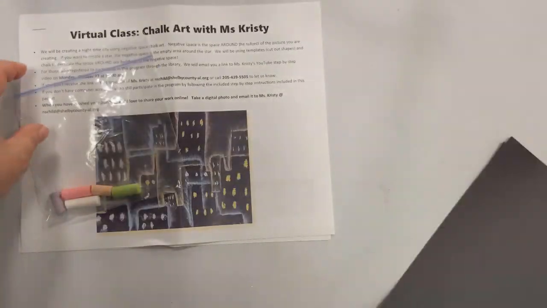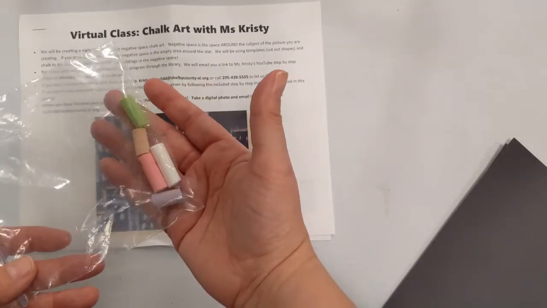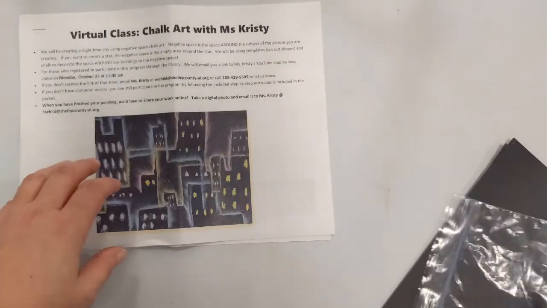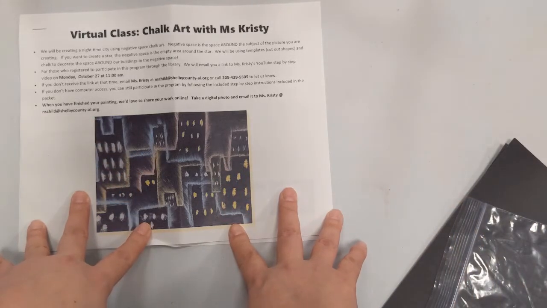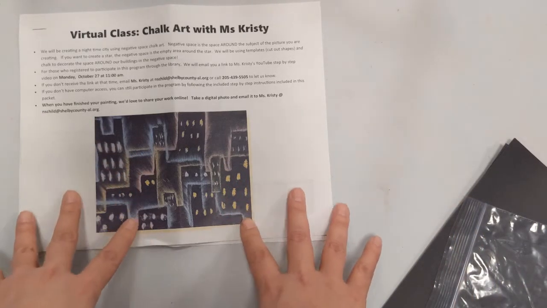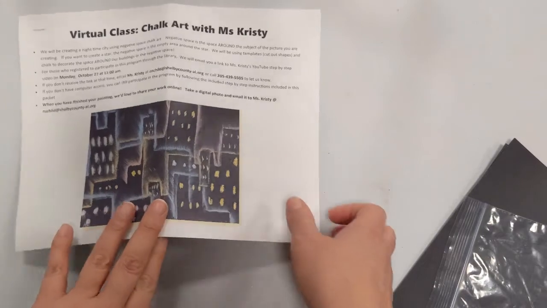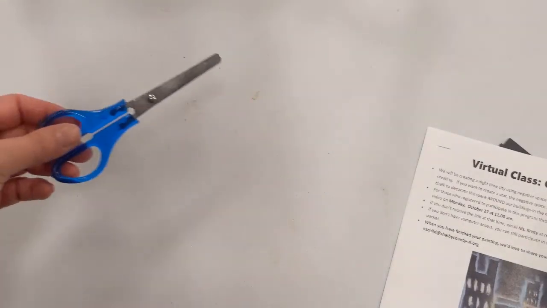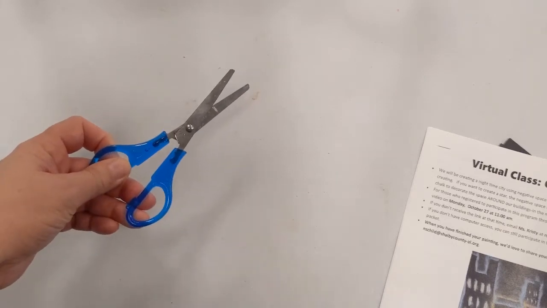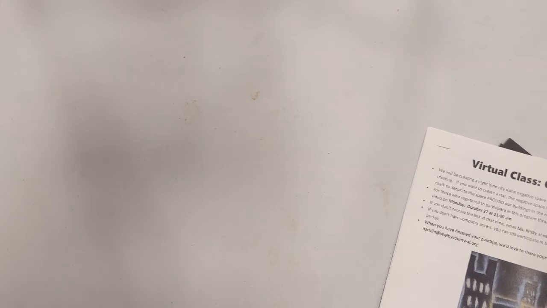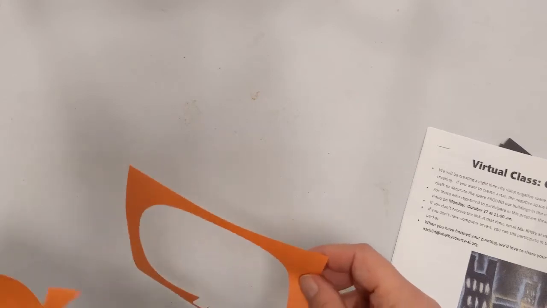You have black construction paper that you can use to create your drawing on, colored chalk, and a written set of instructions in case you needed them. You'll also need to have and supply at home a pair of scissors so that you can cut out your template at home.